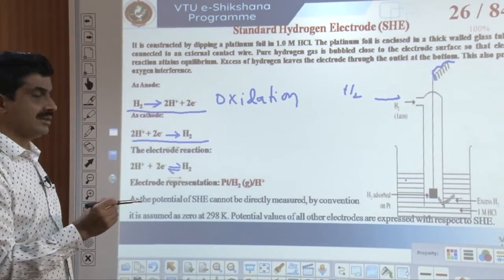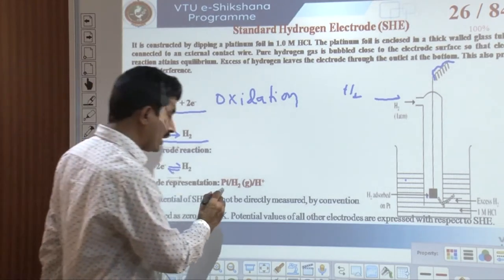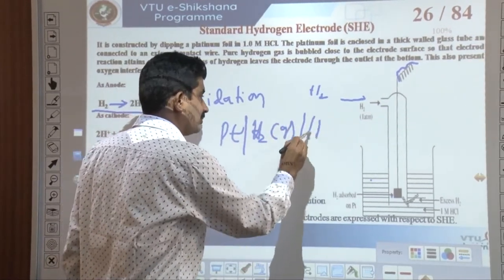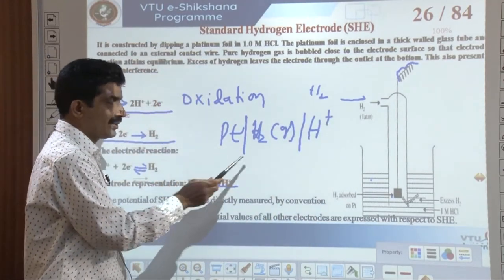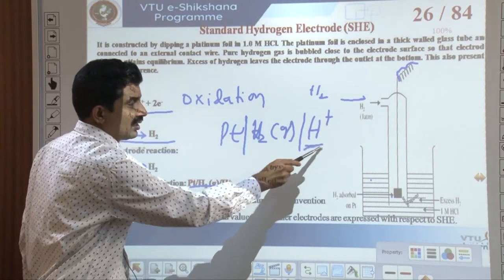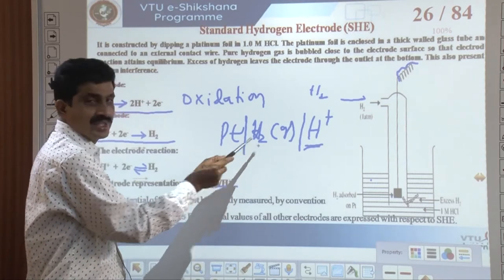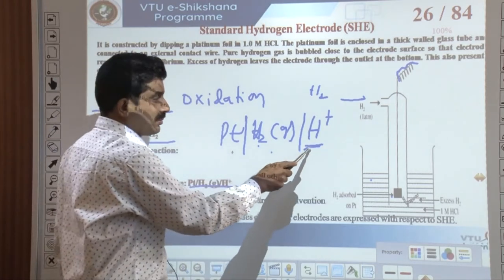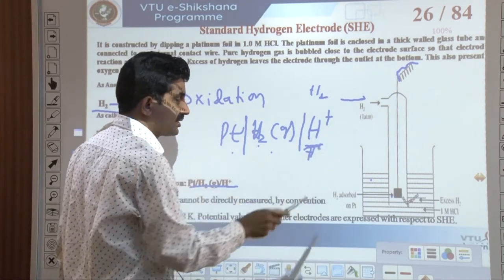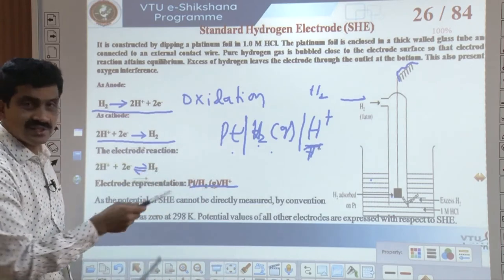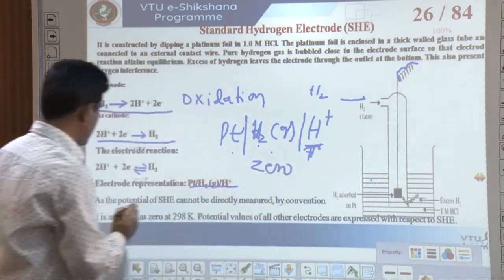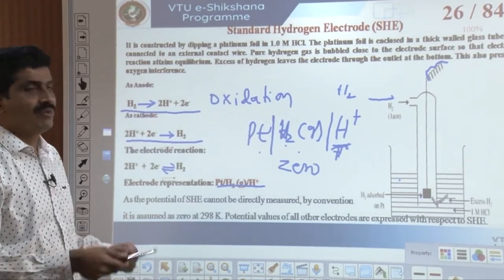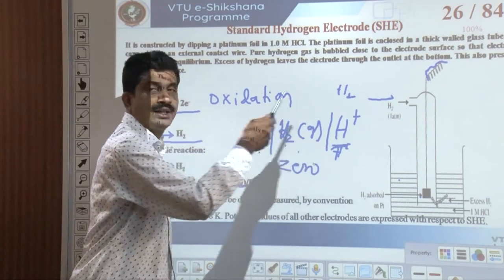This is how the electrode is represented: platinum slash H2 slash H plus. An inert metal platinum is dipped in a solution of hydrochloric acid, into which hydrogen gas is bubbled, and this platinum is dipped in a solution containing H plus ions. The potential of the standard hydrogen electrode is 0. As the potential of SHE cannot be directly measured, by convention it is arbitrarily chosen as 0. So, potential values of all the other electrodes are expressed with respect to this standard hydrogen electrode.